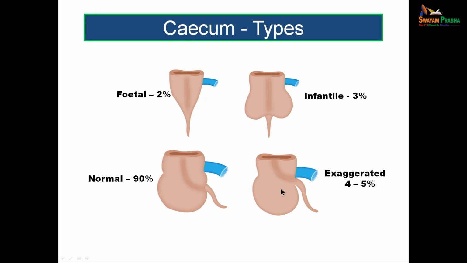The next type is the exaggerated type, where the right saccule is of maximum size, the left saccule is completely obliterated and the appendix is just below the ileum. This is found in 4 to 5% of the population.